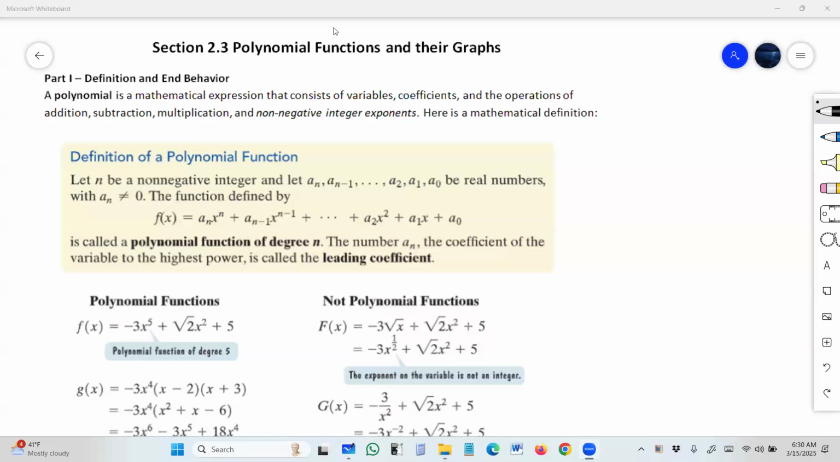Hi, hello everyone. So this is the video where we deal with section 2.3, polynomial functions and their graphs. I divided this topic into three videos. This is the first one where we go over the definition and the end behavior.